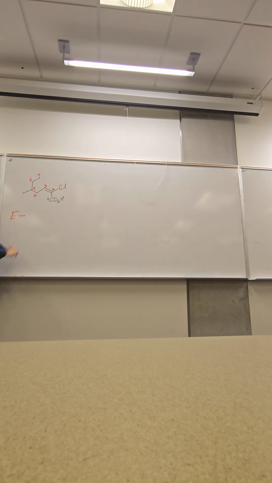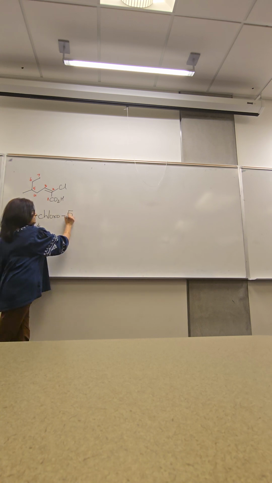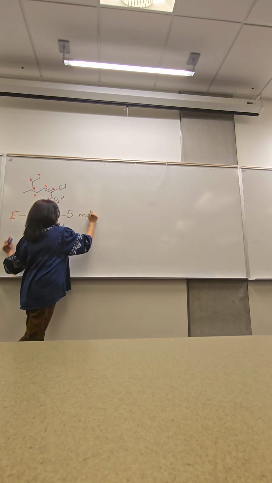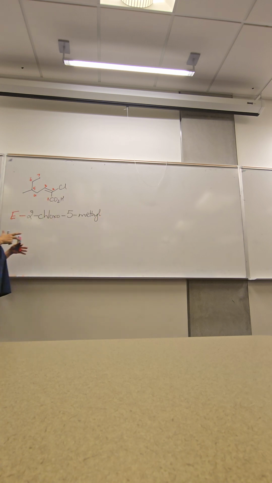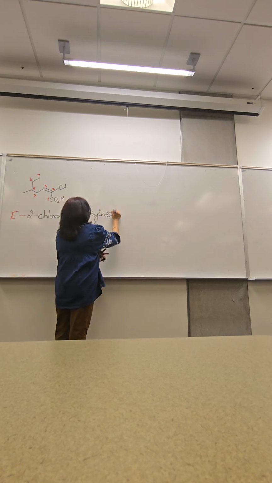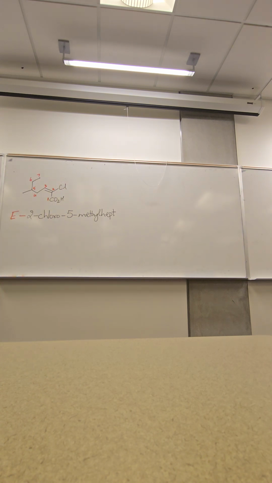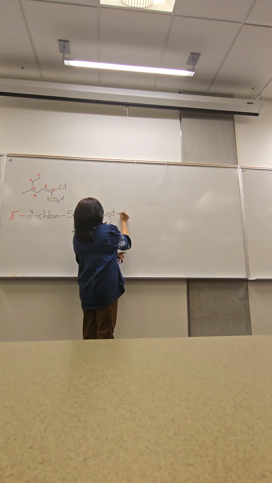Okay. Now let's start with the naming part. So what's the alk? Oh no, groups first. 2 chloro. 5 methyl. Then now comes the alk, right? What's the alk here? Hept. Is there an ene or yne? Ene. So then you have to give the position of the ene. Where is the ene? 2. 2-ene.